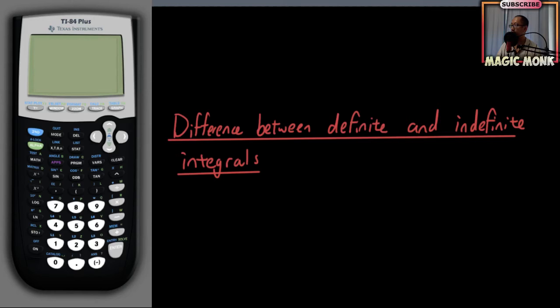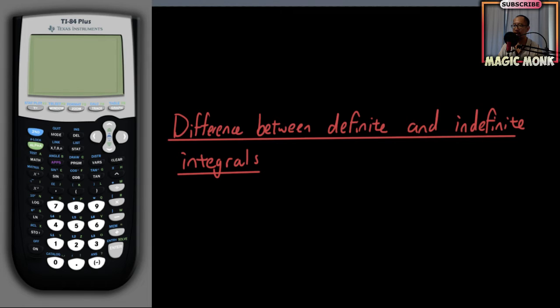Magic Monk. In this lesson, we're going to talk about the difference between definite and indefinite integrals. So let's start off by doing an indefinite integral, which is probably the integral that you have done a few of, but you never understood really what it means.